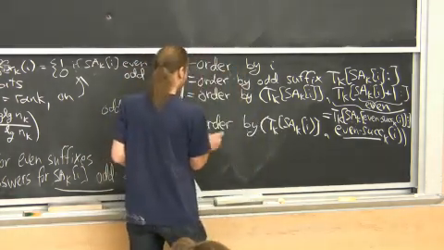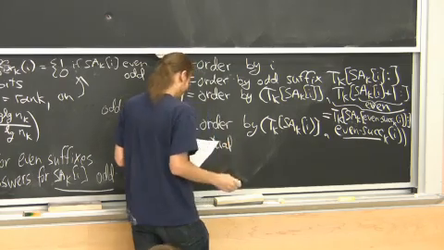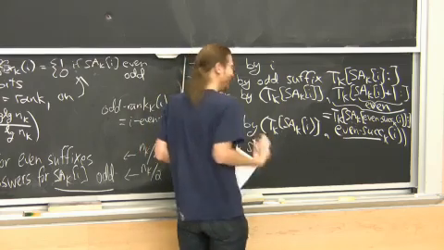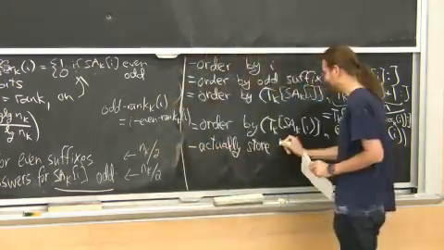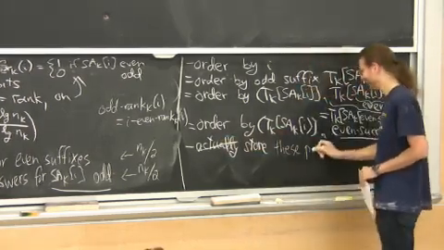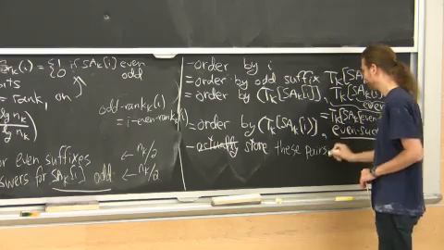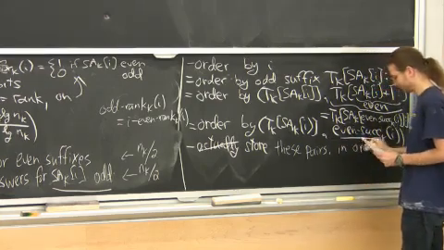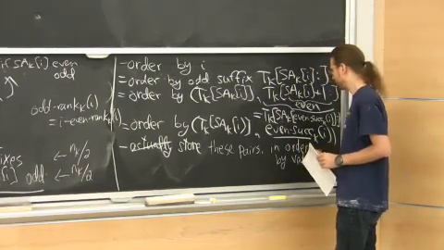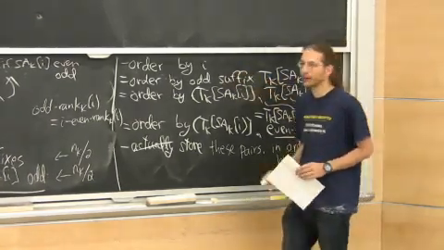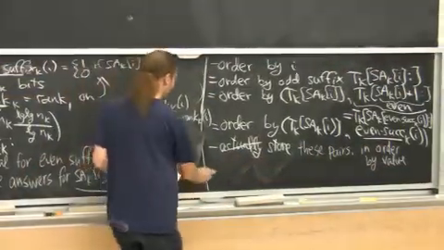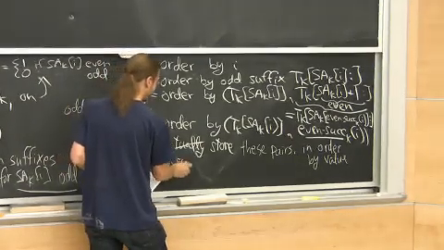So what we're going to do, I feel like this is cheating. I say actually store these pairs. We're not really going to actually store them. We still have another trick up our sleeve. But more or less, we are going to store these pairs in order by value. Storing them in order by value is the same thing as order by I. That's what we just proved. And at this point is when I'm going to assume a binary alphabet.